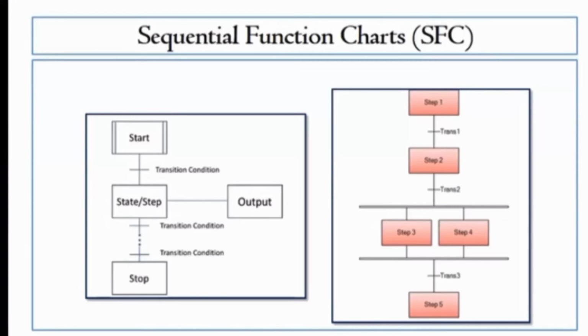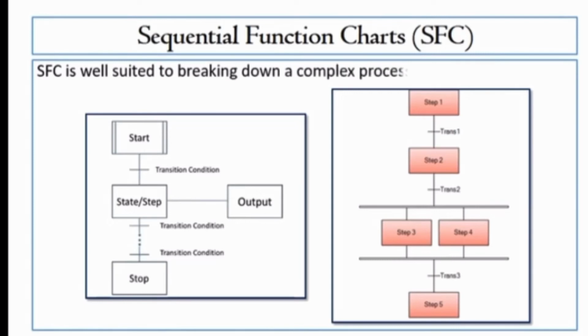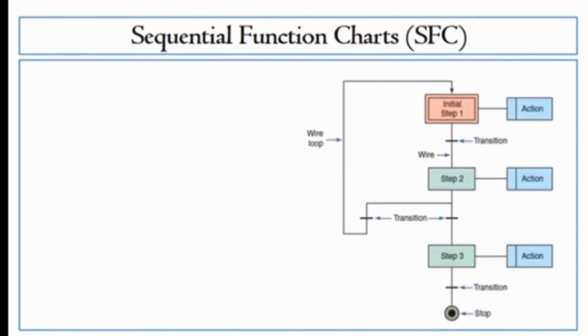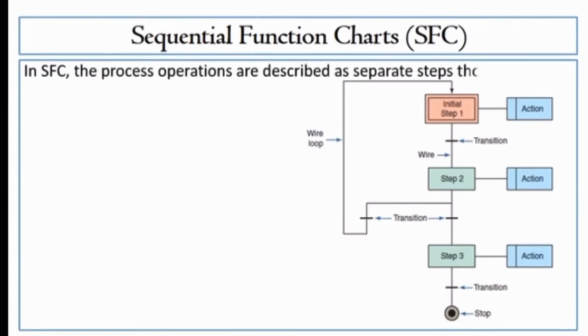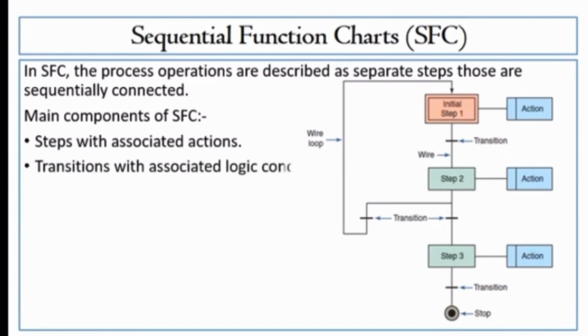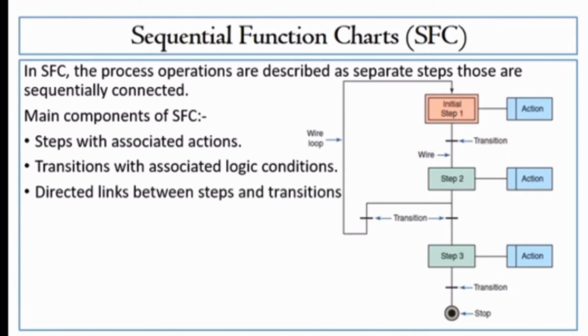Sequential function chart, SFC. SFC is well suited to breaking down a complex process into smaller steps which are easier to understand. In SFC, the process operations are described as separate steps sequentially connected. Main components of SFC: step with associated action, transition with associated logic condition, and direct link between step and transition.